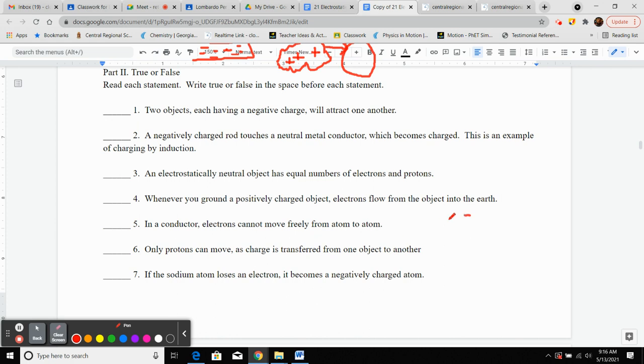Whenever you ground a positively charged object, the electrons flow from the object into Earth. No, sorry, so if this was the object and it was positively charged, and we provide a path to the ground where we can either gain or lose electrons to try and make it neutral, if this thing has a positive charge, what would it want to become neutral?